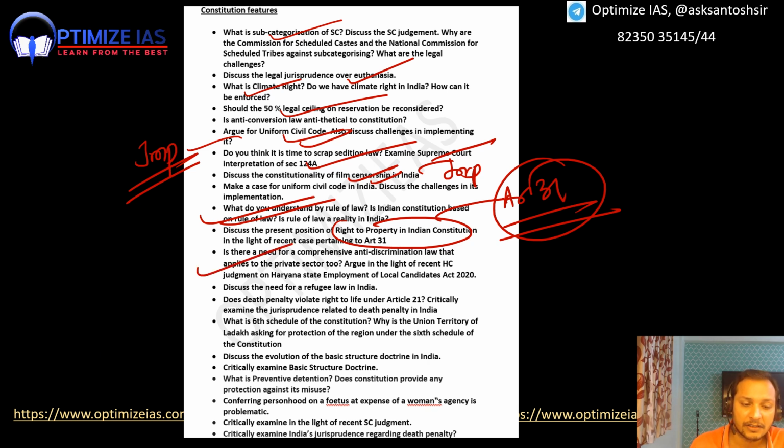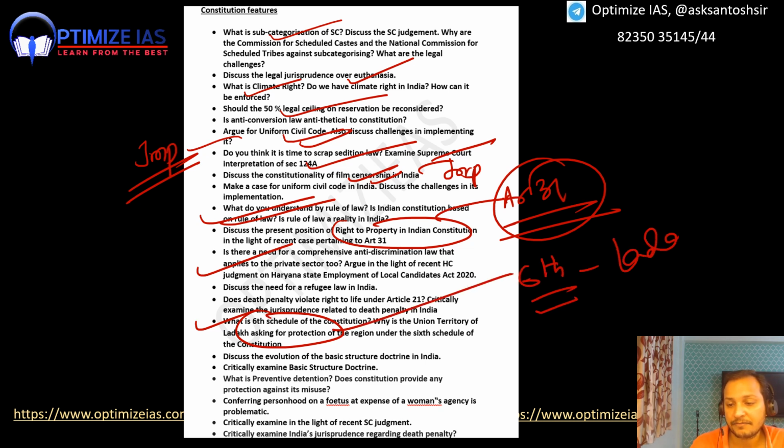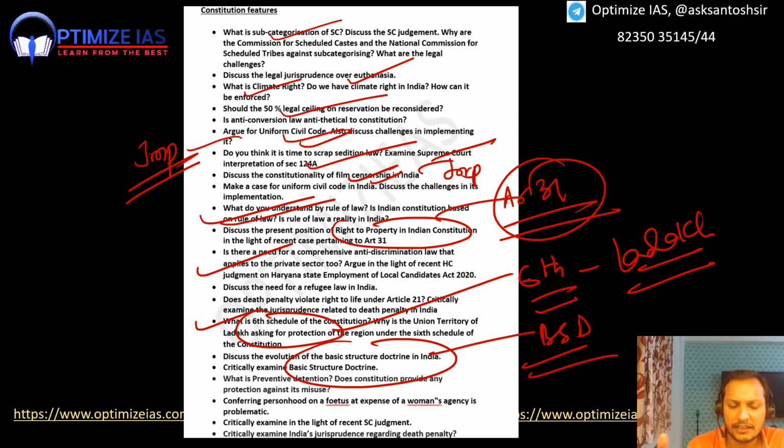Next, a question can be on the sixth schedule. Very important. Sixth schedule, the Ladakh demand. What is the sixth schedule? Why was it introduced? Why is Ladakh demanding the sixth schedule? Next, basic structure doctrine. A question can be on the basic structure doctrine because it has been around, I think, 50 years, so this question is very important.